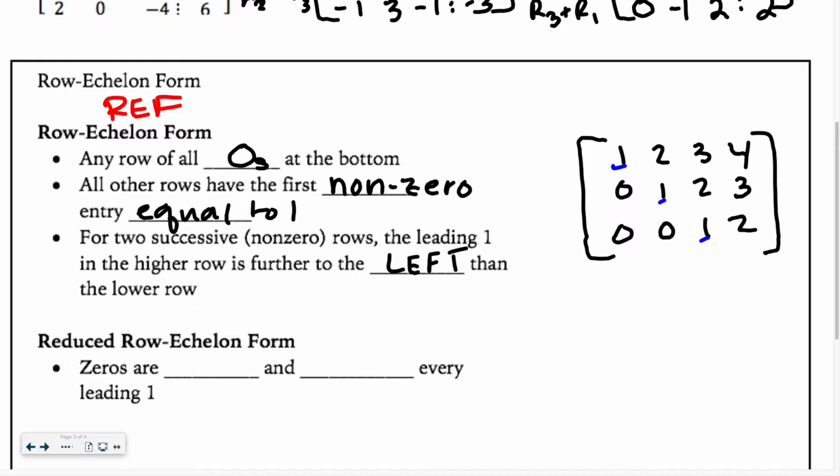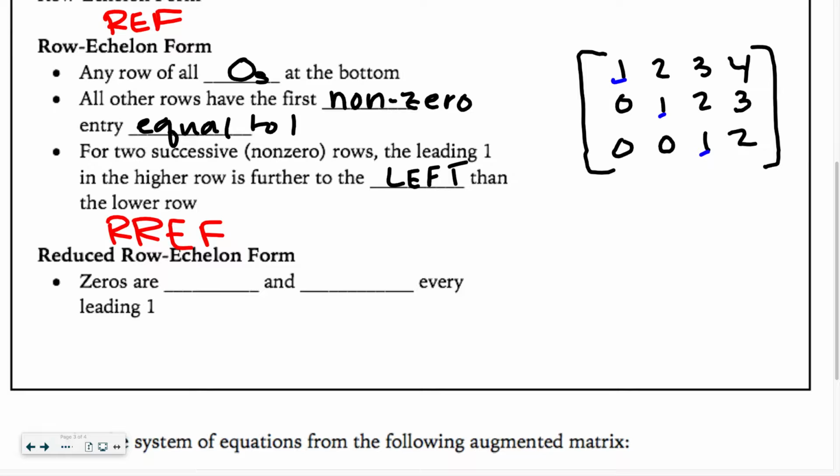Okay. And then if I compare 2 rows, row 1 and row 2, the 1 in row 1 is further to the left than the 1 in row 2. So the higher up you are, the further to the left your 1 has to be. So that's row echelon form. And then tomorrow we'll also talk more about row echelon form and reduced row echelon form, which in your calculator is going to be an RREF. So there's a difference between REF and RREF.